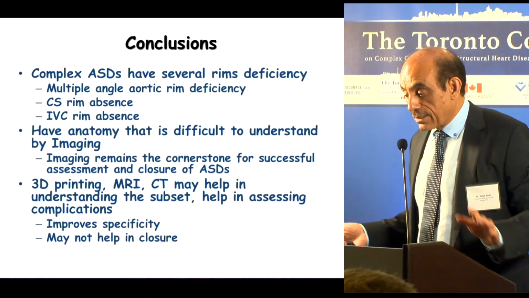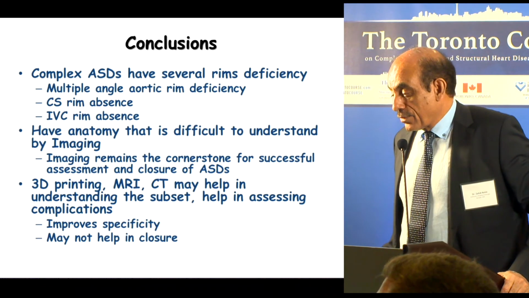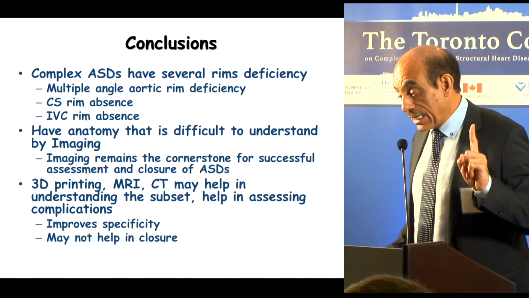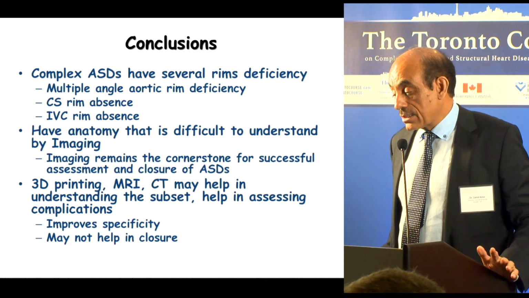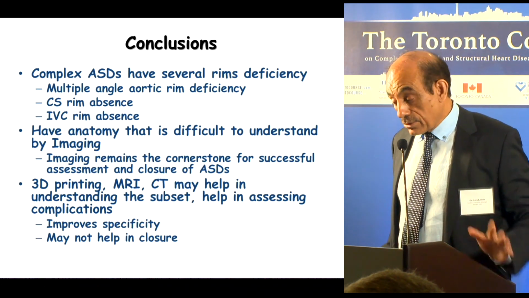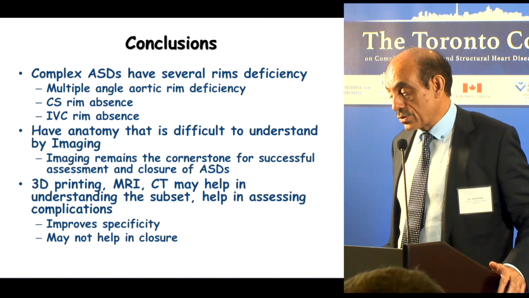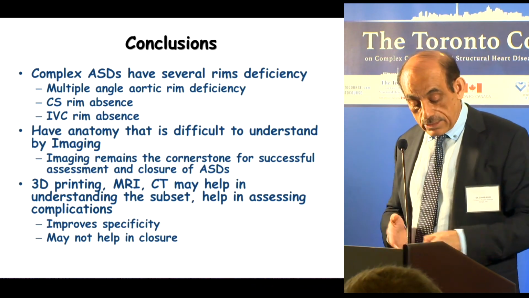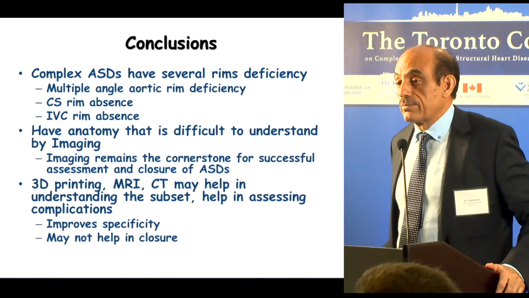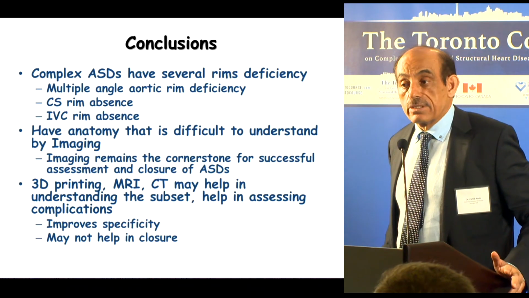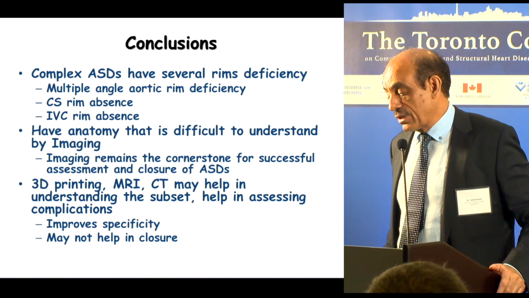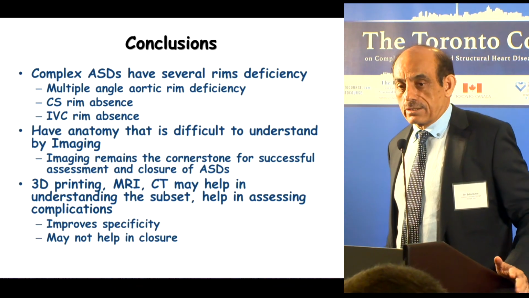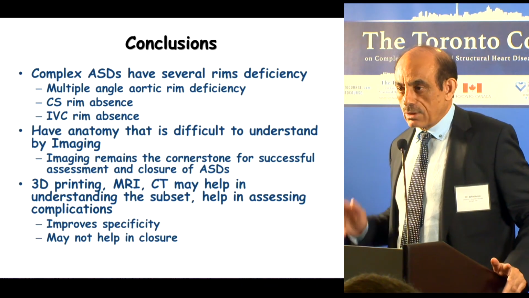Okay, so this is my conclusion. Complex ASDs have several rim deficiencies: multiple-angle aortic rim deficiency, coronary sinus rim absence, IVC rim absence. They have anatomy that is difficult to understand by imaging. Imaging, though, is still the cornerstone for successful assessment and closure. With the future, as you saw in some amazing talks before mine, 3D printing, MRI, and CT may be helpful. I think they are going to improve your specificity, things you probably should not do, but they are not going to help you in closing them. You still have to know how to do it.